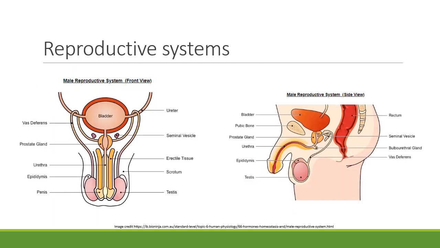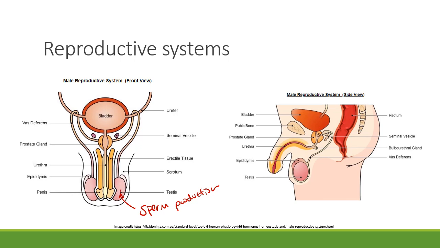Let's talk about some male reproductive structures and their function. So I'm going to start here in the testes, also known as testicles. This is the site of sperm production. So sperm are produced in the testes and the testicles, millions and millions of them every single day.